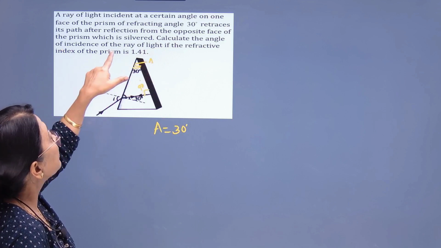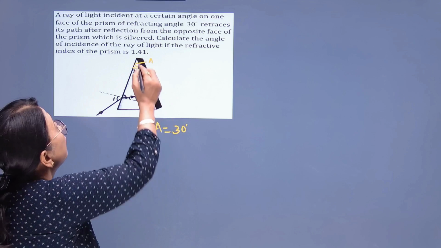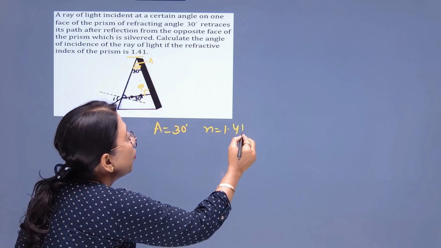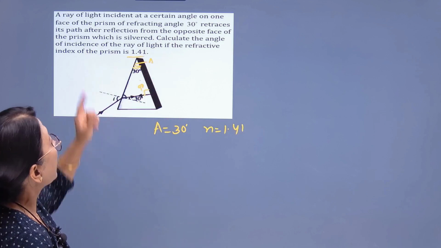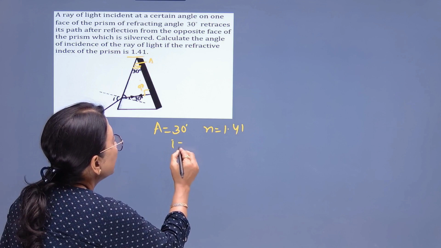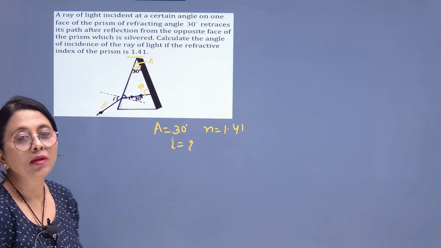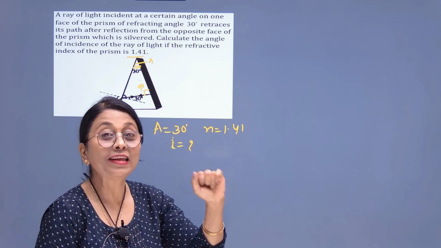Calculate the angle of incidence of the ray of light if the refractive index is 1.41. The refractive index is given to you as 1.41. Right? What they're asking you? Find the angle of incidence, means I. I आपको पूछा गया है. Now say this I they are asking you. ये I पूछा है. So I will make a figure so that it's easier for you.